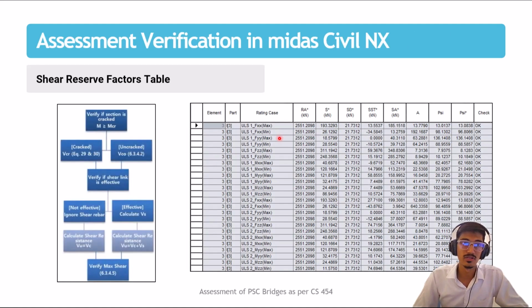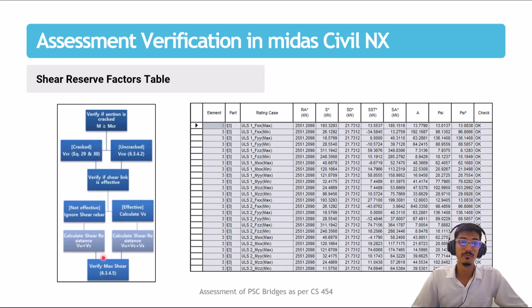Similarly, we can see the shear reserve factors. There is a small flowchart given. The program internally would check whether the section is cracked or not. Then the shear is different for each, and it is checked whether the shear link is effective or not. If it is not effective, it ignores the shear rebar. If it is effective, it will calculate the VS as well.